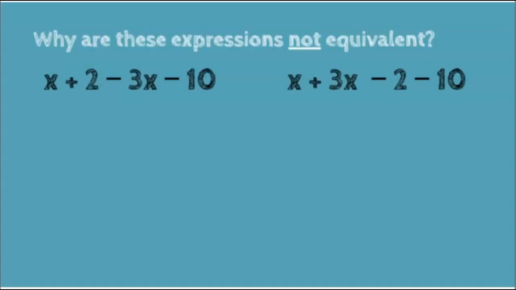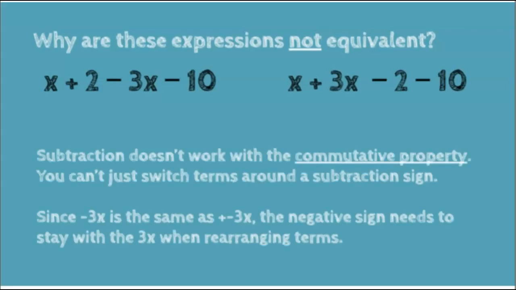Okay, so I want you to look at these. Why are these expressions not equivalent? x plus 2 minus 3x minus 10, and then x plus 3x minus 2 minus 10. Looks like they rearranged the terms in there. What about this makes them not actually equivalent to each other? The reason why is because subtraction doesn't work with the commutative property. You're not allowed to just switch terms around a subtraction sign. You know that 5 minus 0 is not the same thing as 0 minus 5.